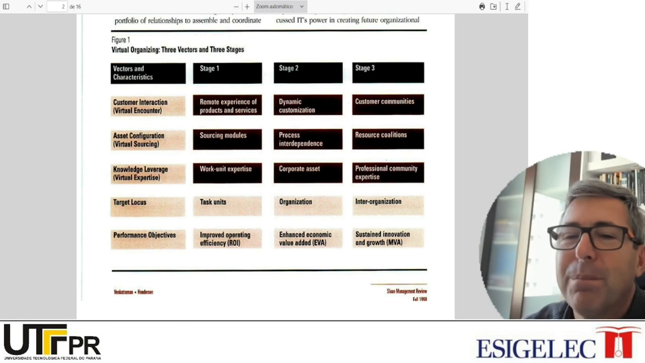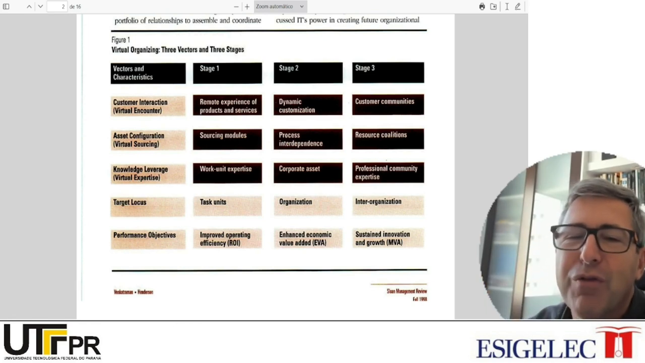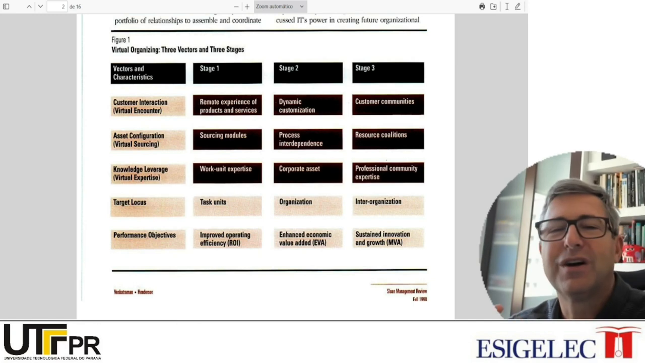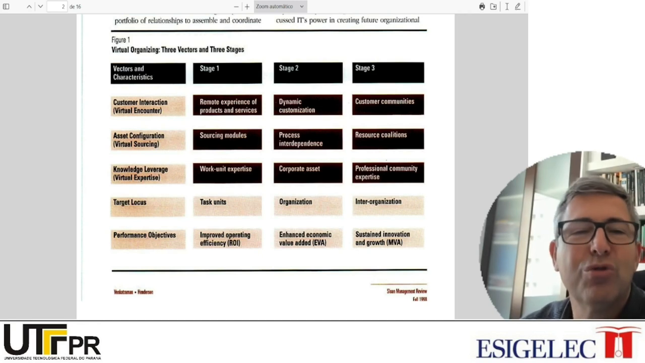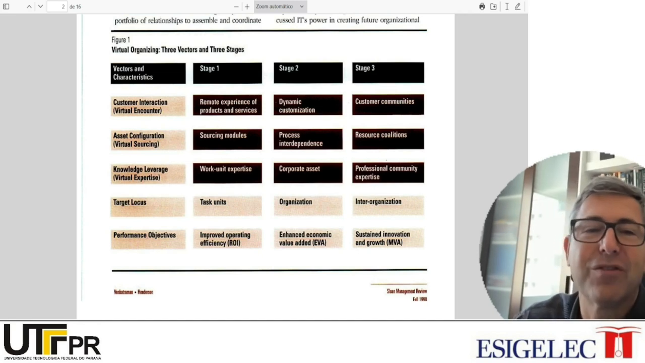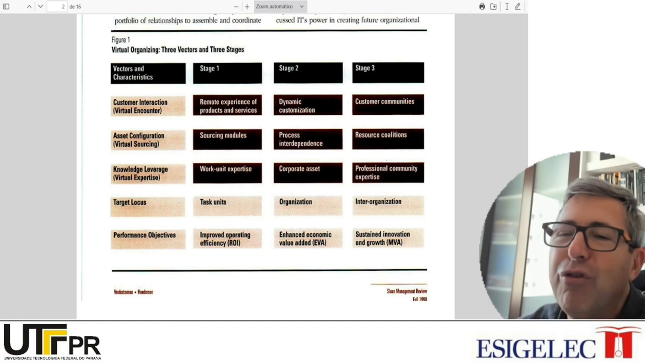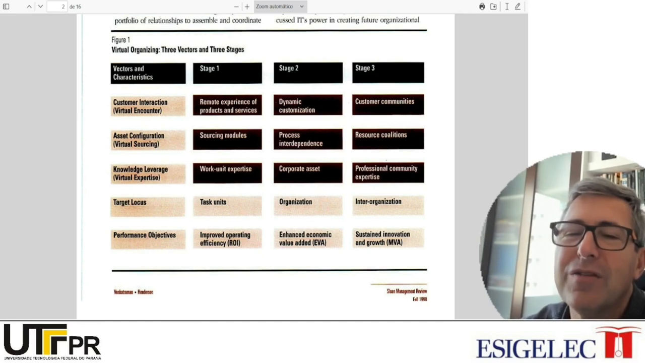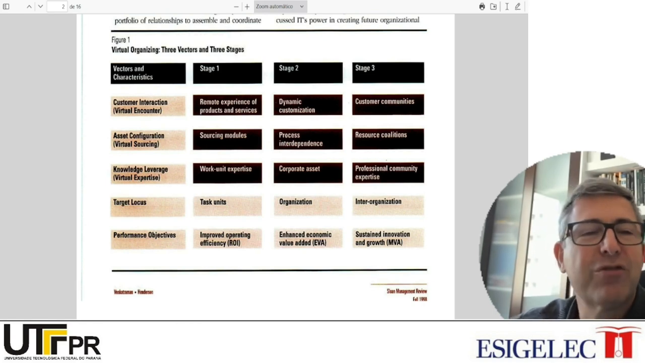It involves also some adjustments to the second vector here, which is what the author has called asset configuration or virtual sourcing. So the first is, if we think of a company relates to customers at one end and suppliers at the other. This asset configuration is thinking about how a company should relate to its suppliers, or to the supply side of the operation, right? And notice that to allow for dynamic customization, one important thing is that your production is based on modules. Your product has to be modularized.